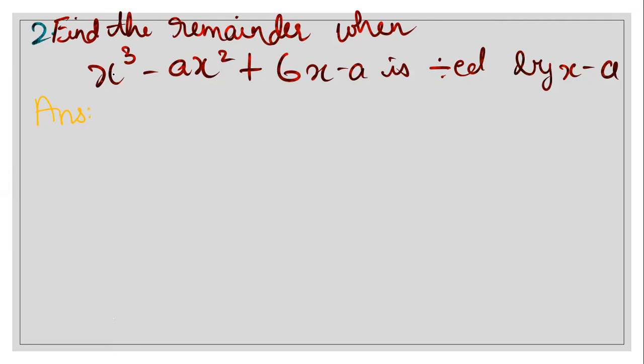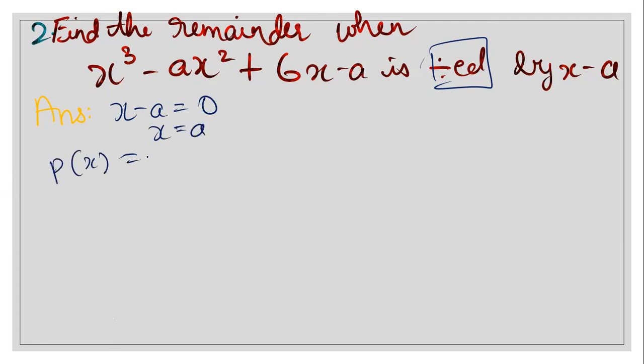We find the remainder when x cube minus ax square plus 6x minus a is divided. By the way, simply for short form, I'm just writing. Don't write like this in exam, okay? Simply just to save the space, I'm just writing. So this is divided by x minus a. I'm going to use the remainder theorem. I'm going to equate the divisor to 0. X minus a is equal to 0. X is equal to a.